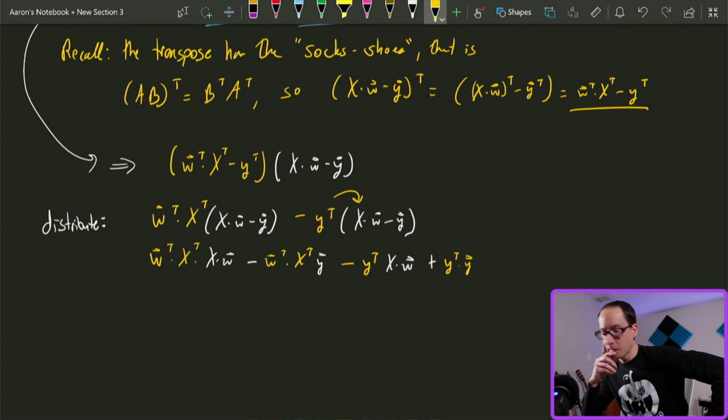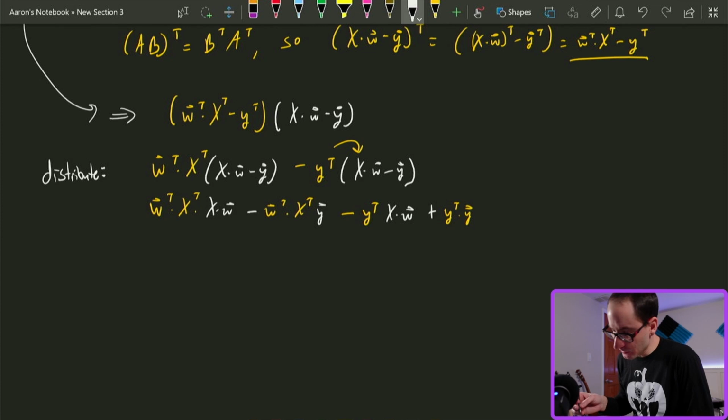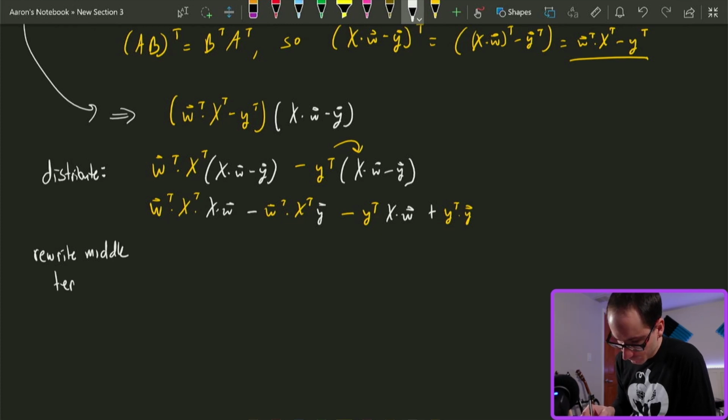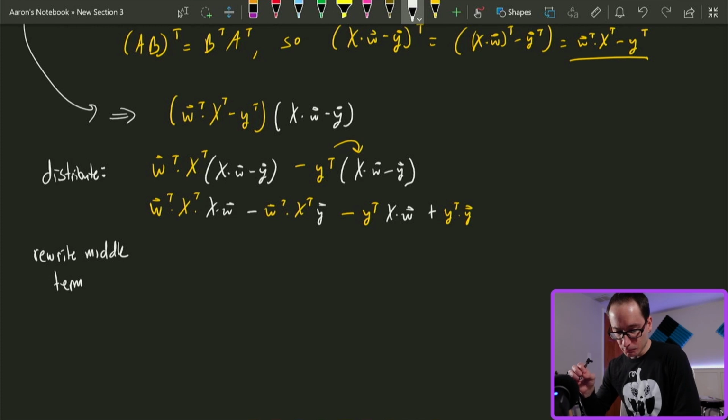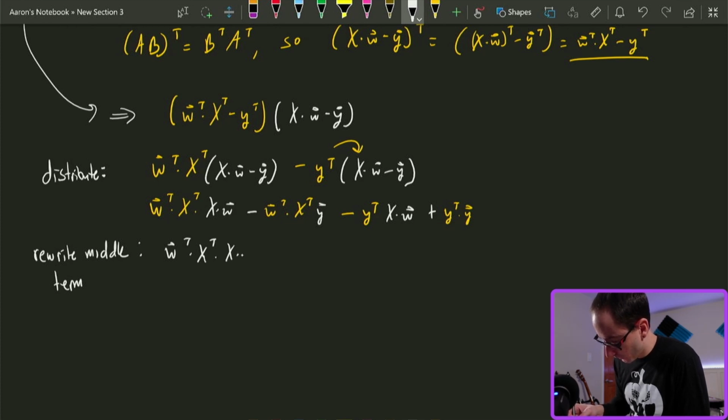So let's see here. What do I want to do here? The next step I want to do to make this, you're saying this is looking a little bit more nasty. It is right now, but I'm going to go ahead and rewrite the middle term. So let's just write this out. So I've got W transpose X transpose X dot W.